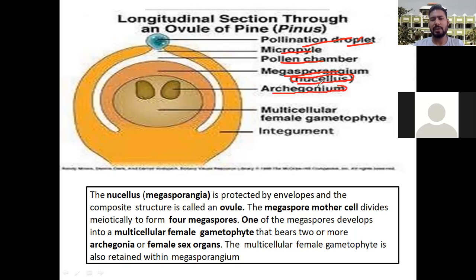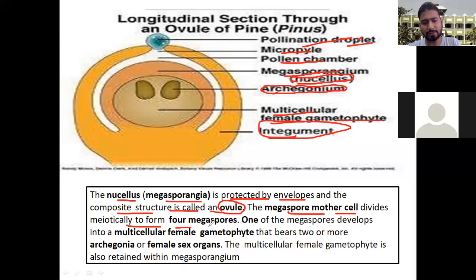And archegonium. You will see archegonia here because this group has a multicellular female gametophyte, and the integument, which is the outer protection. The nucellus, that is megasporangia, is protected by the envelopes, and the composite structure is called the ovule, that is the seed. Megaspore mother cells divide meiotically to form 4 megaspores. One of the megaspores develops into a multicellular female gametophyte, that bears 2 or more archegonia, the female sex organs.